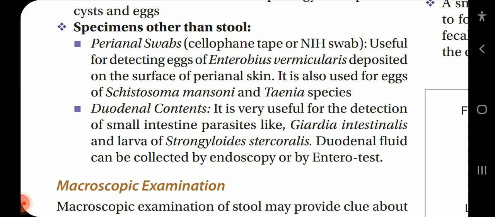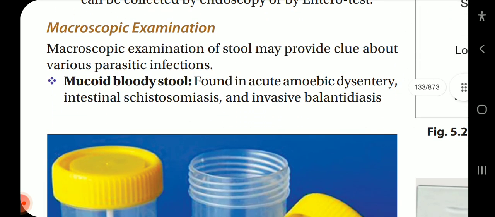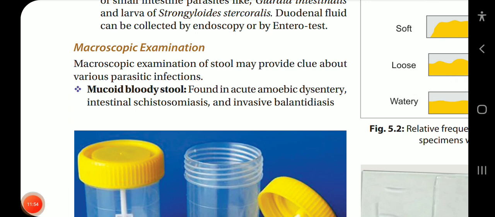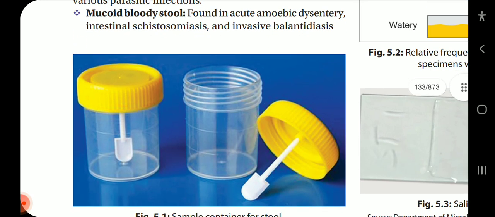The duodenal contents are very useful for the detection of small intestine parasites like Giardia intestinalis and larvae of Strongyloides stercoralis. Duodenal fluid may be collected by endoscopy or by enterotest. Microscopic examination: microscopic examination of stool may provide clues about various parasitic infections. Mucoid bloody stool is found in acute amoebic dysentery, intestinal schistosomiasis, and invasive balantidiasis.